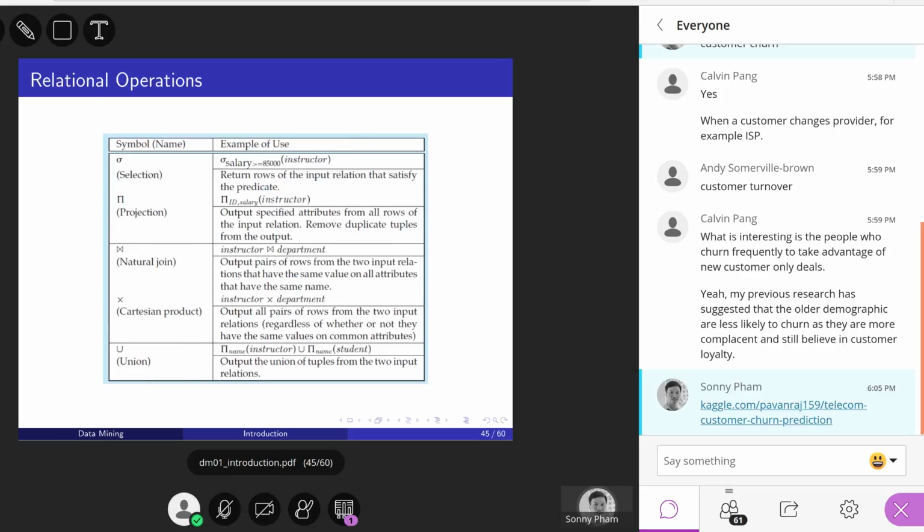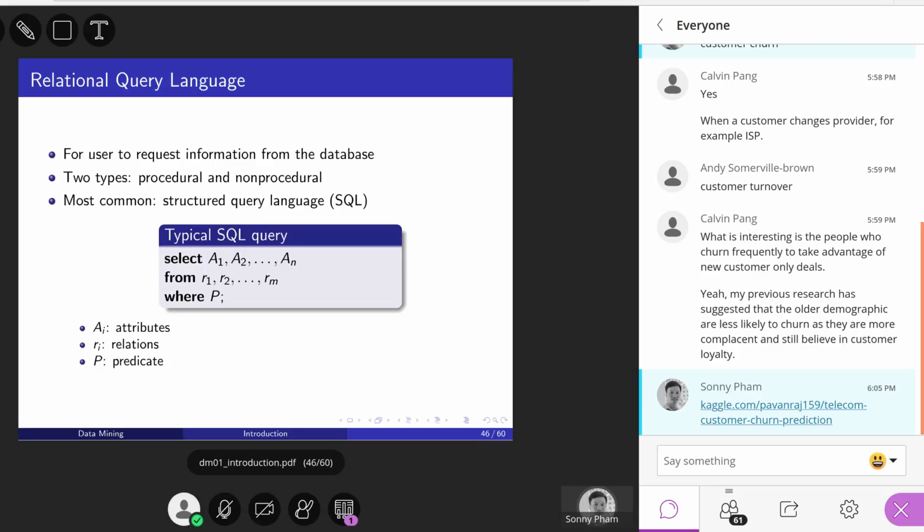All right, and as far as the relational model is concerned, there are a number of operations that could be used. For example, selection, projection, natural join, Cartesian product, and union. So depending on what exactly you are requesting from a database, you have to choose the operation accordingly. And that can be done through a very specific language called relational query language.